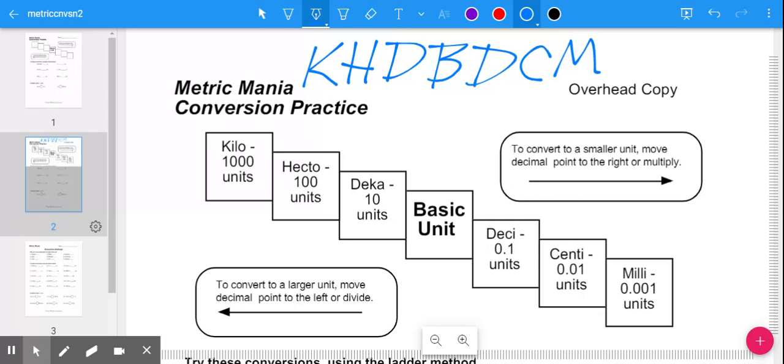Now, all of the base units are either your meters, liters, and grams, which are the ones that we basically use in here. So meters would be like 1 unit, liters 1 unit, grams 1 unit, as compared to kilo that's 1,000 units, deci that's 0.1 units, etc.